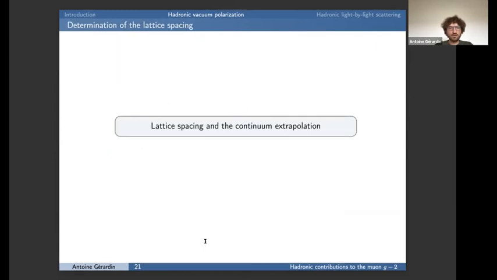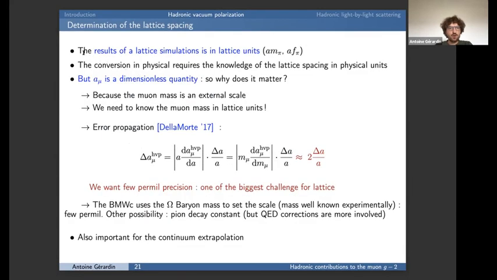And finally, the last difficulty is to determine the lattice spacing and to perform the continuum extrapolation. Of course, any lattice simulation provides a result in what we call lattice units. So it means that we don't have, for example, m pi or the pion decay constant, but what we have is m pi in units of the lattice spacing. So at the end, if we want to know m pi or f pi in physical units, we need to know the lattice spacing also in physical units. And this is what is called the scale setting.